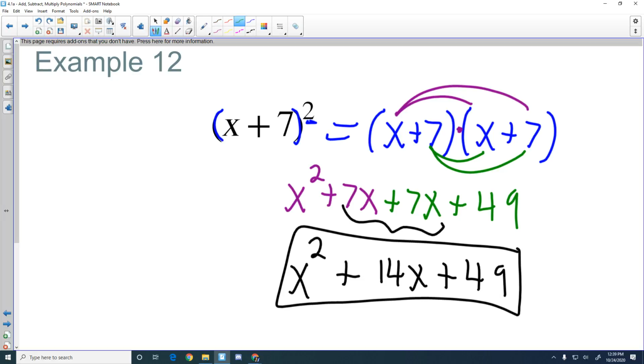Whereas if we did just distribute the 2, we would get x squared plus 7 squared, which is 49. And you can see right there, we'd be missing out on this middle term, that 14x. So that will be equal to something completely different, which we don't want. So make sure if you see a binomial or trinomial or anything bigger squared or to the third or fourth power, that you don't just distribute that exponent in. That is only for monomials.